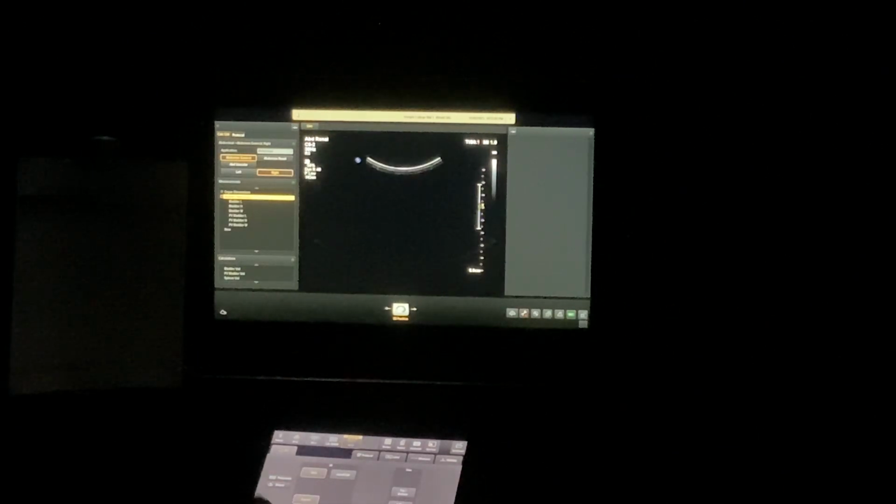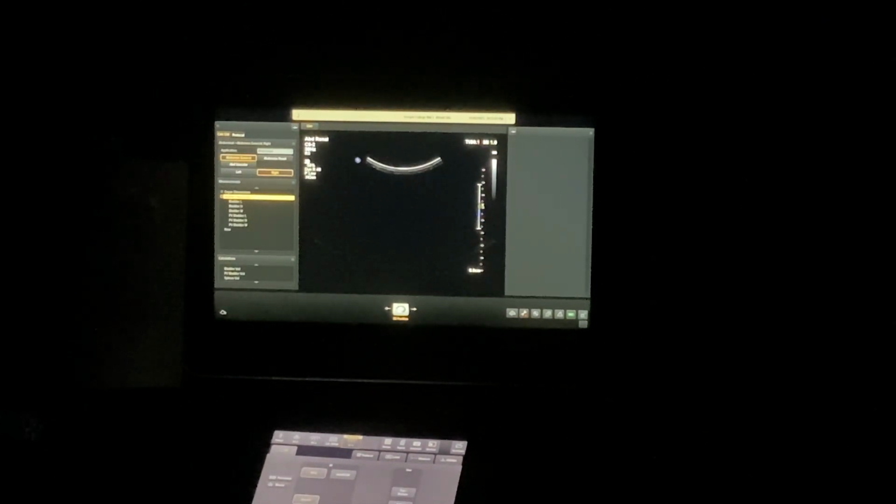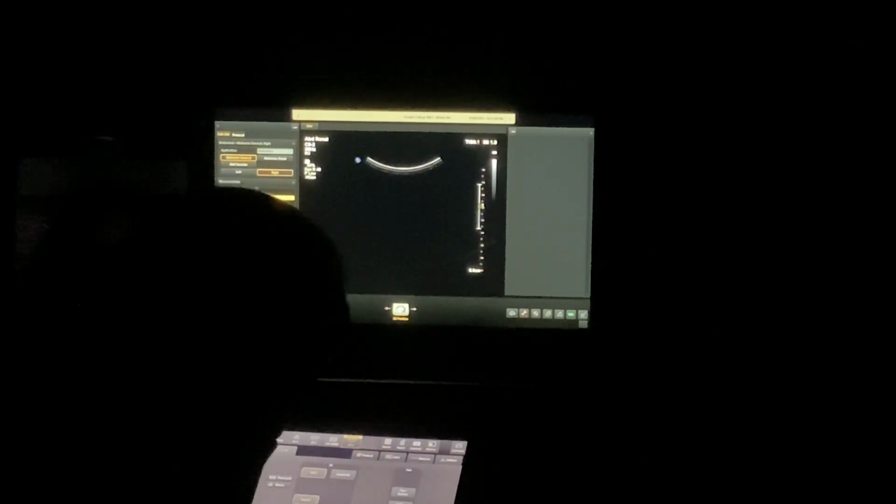Perpendicular kidney is what I was showing you all along, making it nice and straight across your screen. You get a little extra credit for that. All good? Good. Thank you.